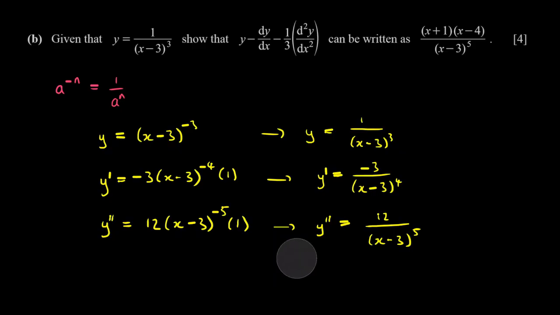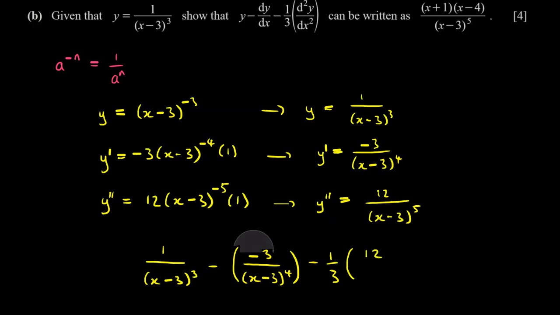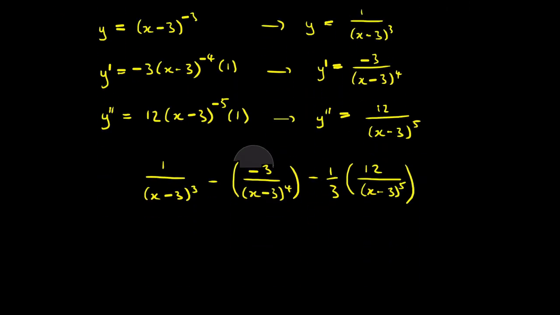Okay, so now what we've got to do is substitute in. So we have to write y, which is 1 upon (x minus 3) cubed, minus dy/dx, which is minus 3 over (x minus 3) to the power of 4, minus a third of d2y/dx squared, which is 12 over (x minus 3) to the power of 5. Okay, now then, what's this thing equal to?